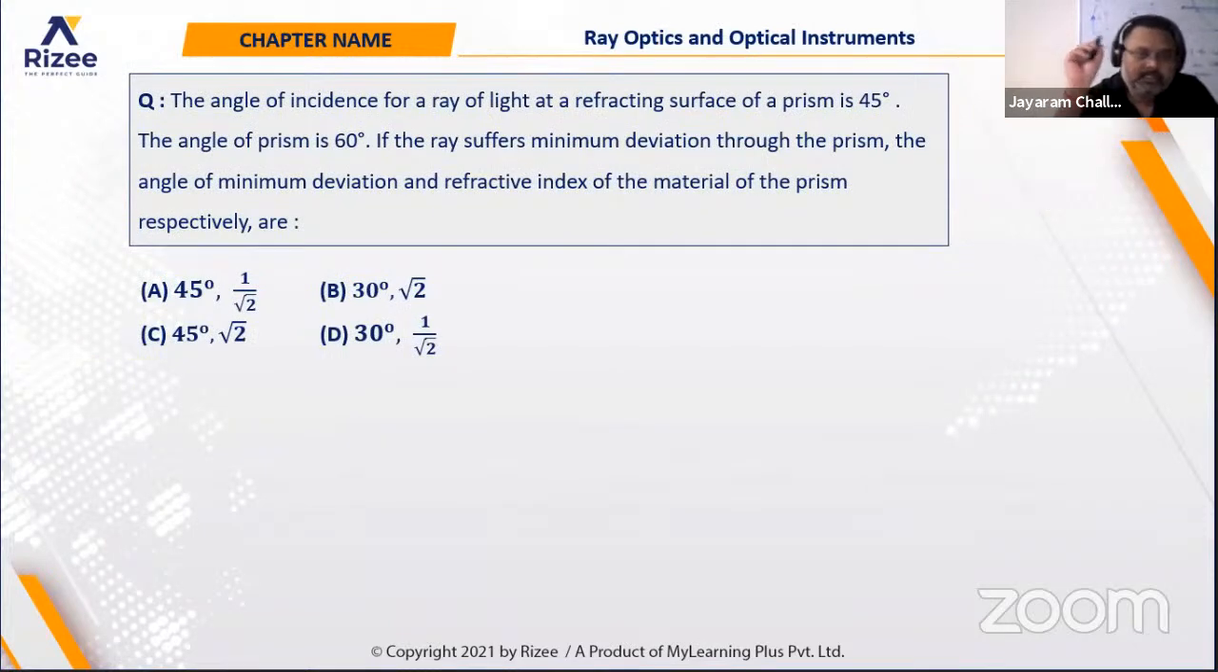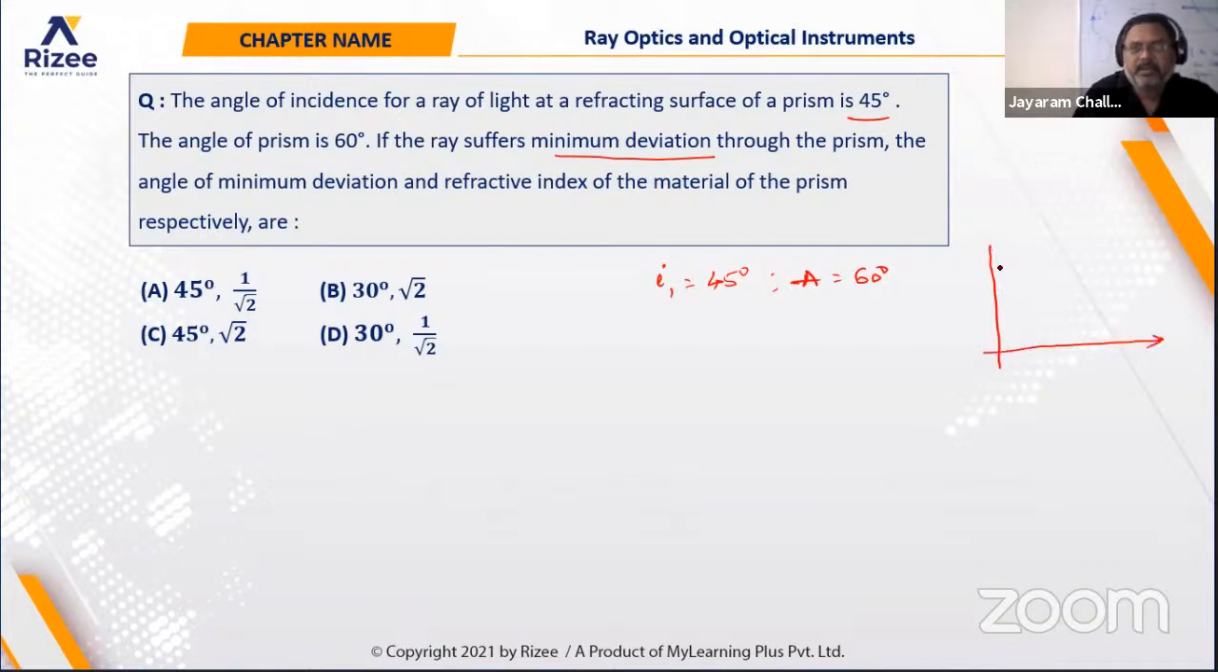Now, when you try to solve this one, the angle of incidence of the ray is going to be 45 degrees. That means I1 is given as 45 degrees, and the angle of the prism A is equal to 60 degrees. So this information is given. If it suffers the minimum deviation, he is mentioning specifically at the minimum deviation. So it's a sine function.